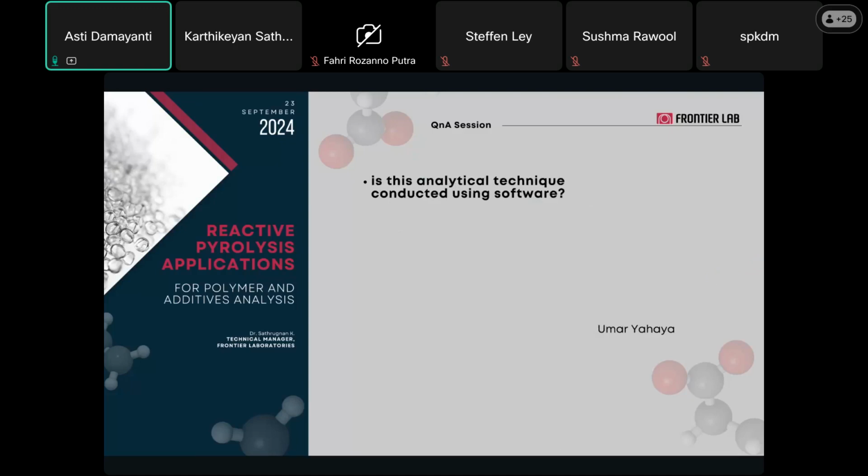Is this analytical technique conducted using software? From Umar Yahya. No, actually, this is more like a manual experiment that is being done. But our setup, like the auto sampler, does not have provision to add the methylating reagents through any kind of syringe or so. But it can be automated. But the current setup we have, the auto sampler can only run samples that already have the sample and reagent. And software is only for data interpretation. It has nothing to do with the analytical technique.